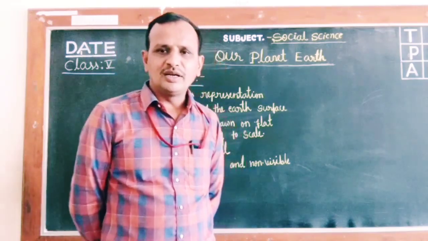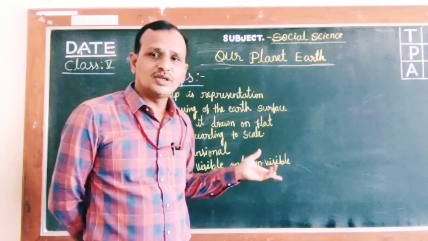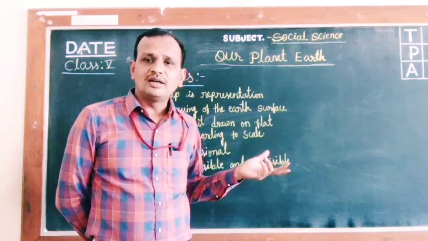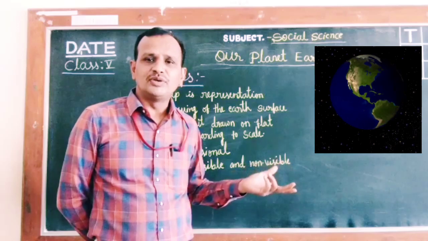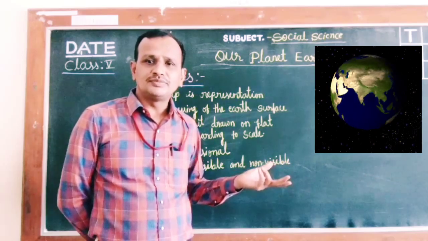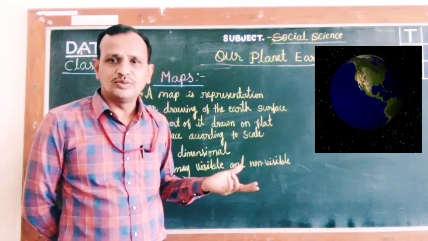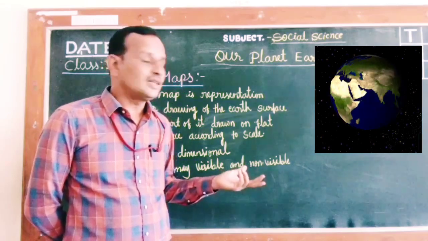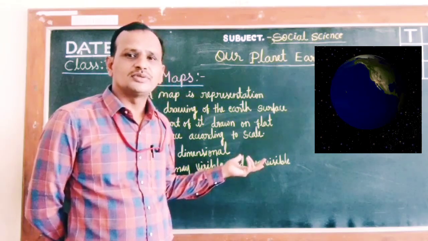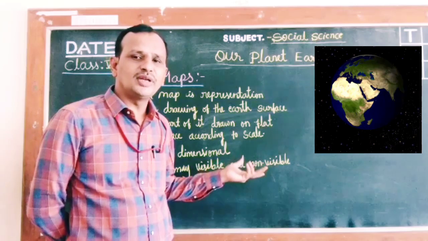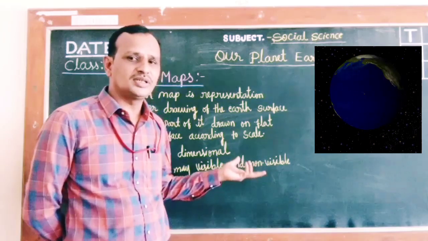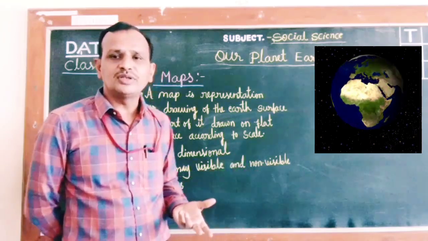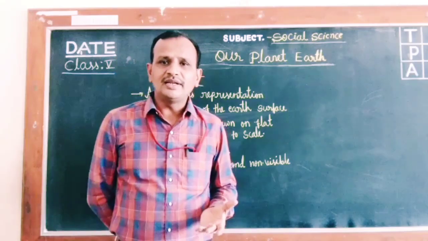Students, the first topic we completed in this chapter is why Earth is so beautiful. We discussed that Earth is so beautiful and colorful because it has different landforms. After that we also discussed the continents and oceans of the Earth.